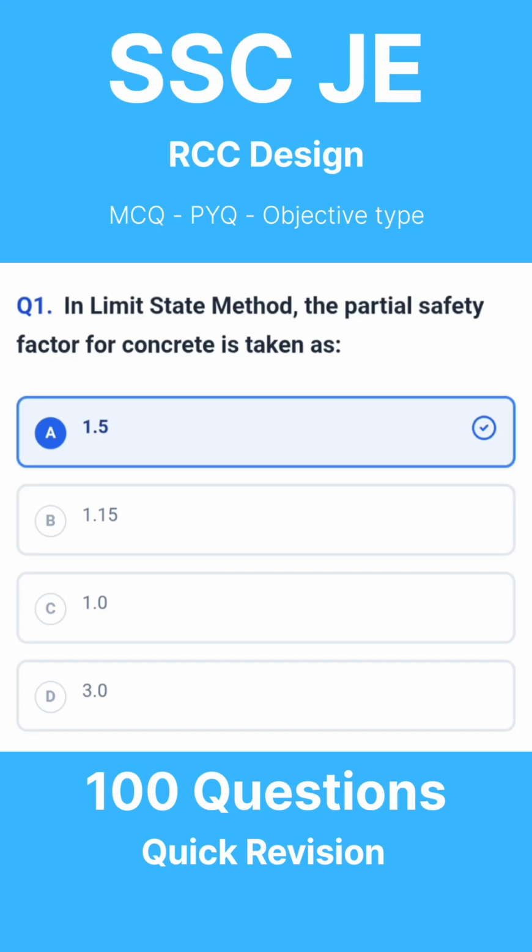Question 1. In limit state method, the partial safety factor for concrete is taken as. The correct answer is 1.5. Question 2. In limit state method, the partial safety factor for steel is taken as. The correct answer is 1.15.